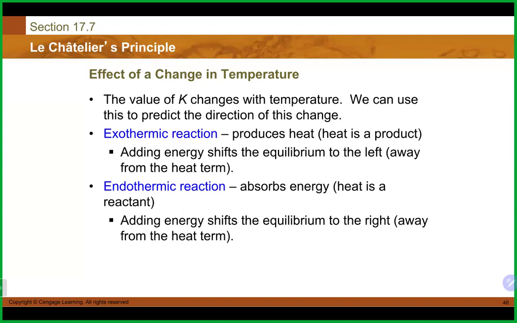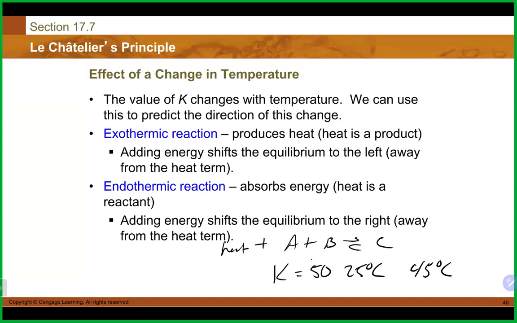So for example, let's just say we had our reaction there we were just looking at, which was endothermic. So heat is over here. And let's just say at 25 degrees, the K value is 50. Now, if I raise the temperature here to say 45 degrees Celsius, would my K value be more or less than 50 in this case?